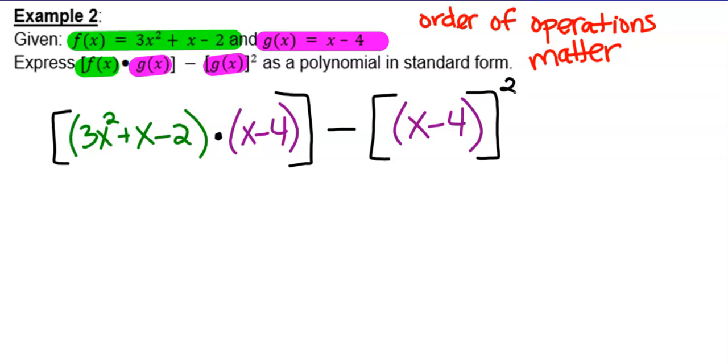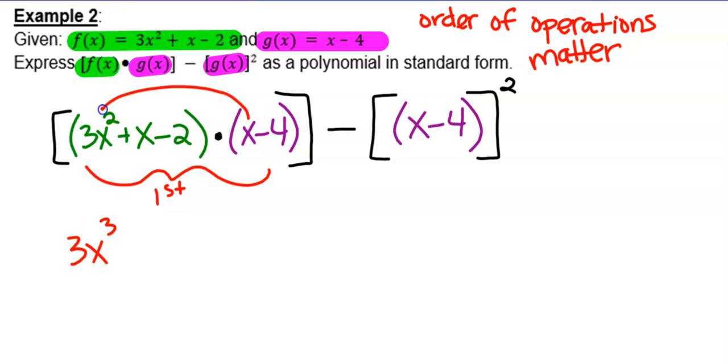All right, so the first thing we're going to do is we need to multiply these two together. Okay, so again, in order to multiply this, you can do the box method or you can just do distributing. We're going to be triple distributing. All you do for multiplication is take each term and multiply it with each term of the other one. So 3x squared times x is 3x cubed. And then 3x squared times -4 is -12x squared.